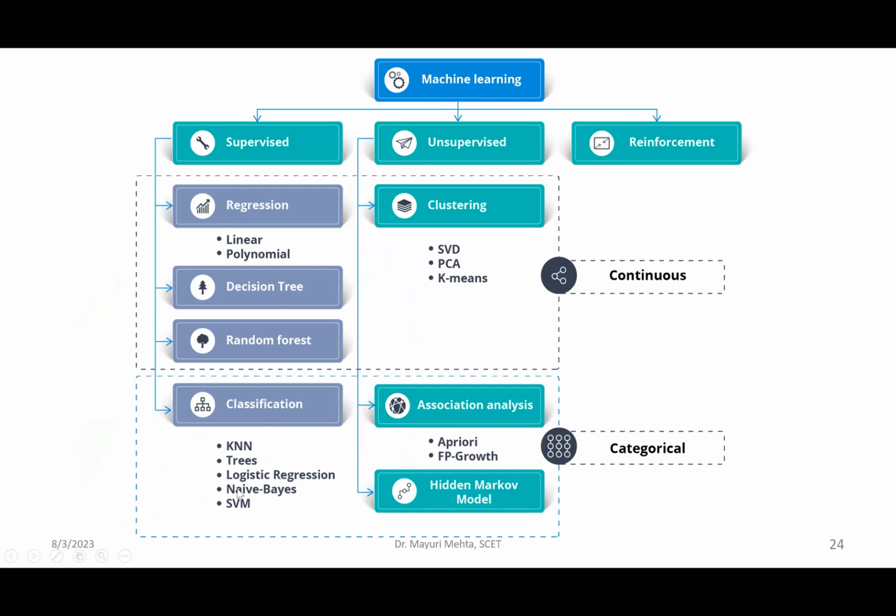Decision tree, random forest, classification algorithms are there. Various classification algorithms like k-nearest neighbor, logistic regression, Naive Bayes. SVM stands for support vector machine, and so on. So what does it mean? When you have labeled data, you use supervised learning.